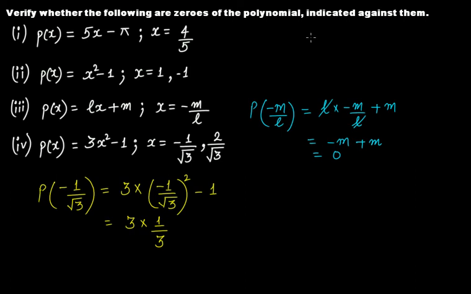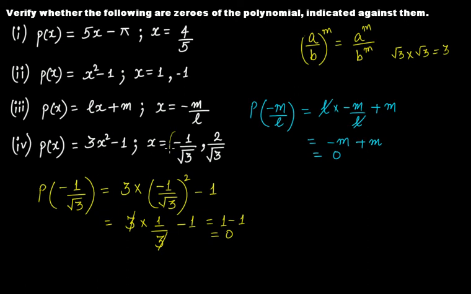Why? Because it is of the form (a by b) whole raised to the power of m. This means it is a raised to the power of m by b raised to the power of m. In this case, your a is minus 1. So minus 1 whole squared means 1. Then at the place of b, you have square root 3, and square root 3 raised to the power of 2 means square root 3 multiplied by square root 3, you get 3. Then this is minus 1, and from here you get 1 minus 1, that is equal to 0. Yes, minus 1 by square root 3 is the root or zero of this polynomial.